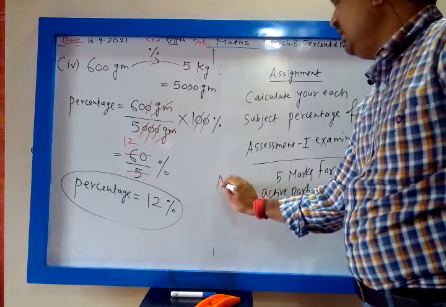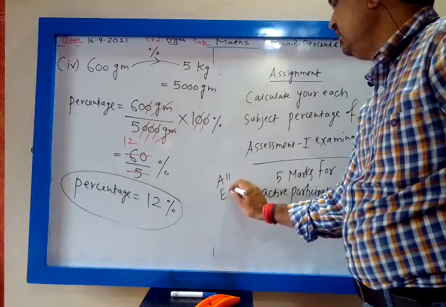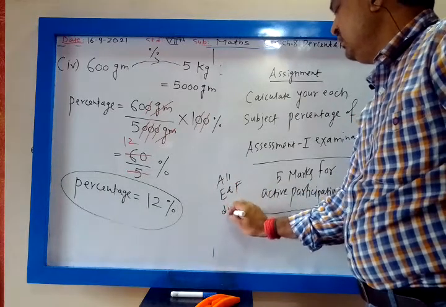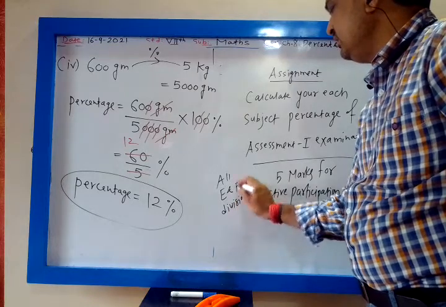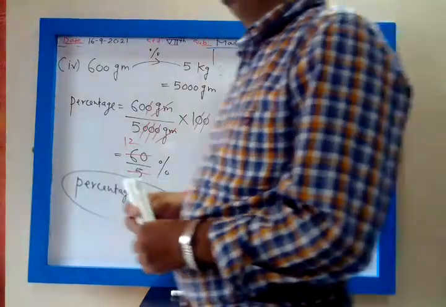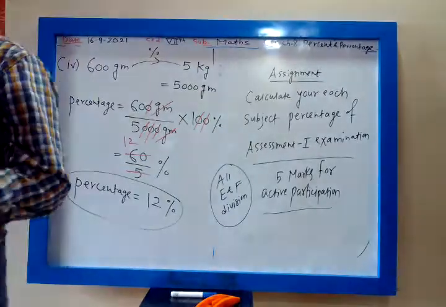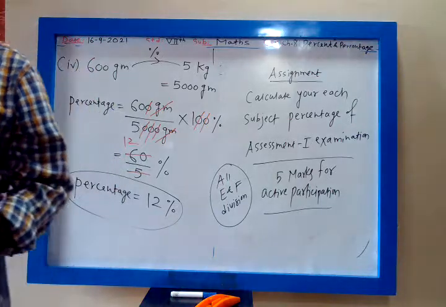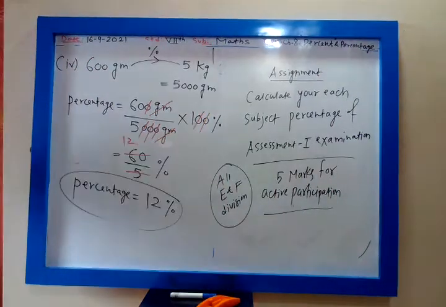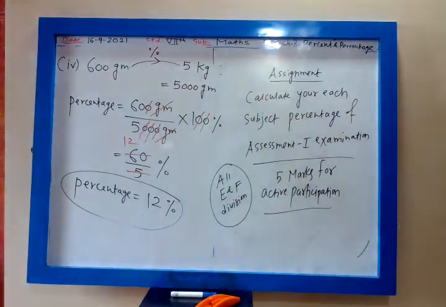Everyone, all E and F division students, everyone has got the marks. Whichever subject you have not got, you leave that subject. Remaining subjects you calculate the percentage. Okay. So this is the homework.